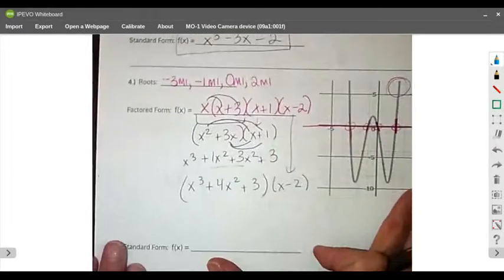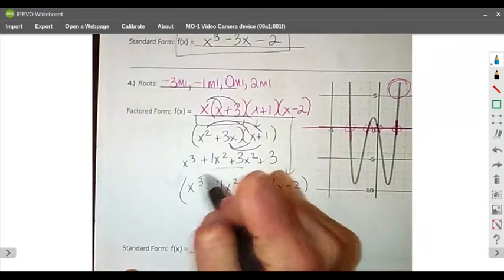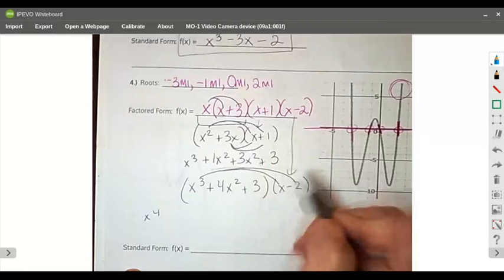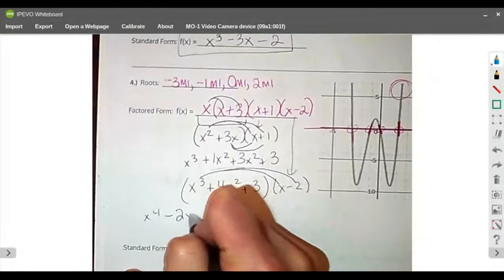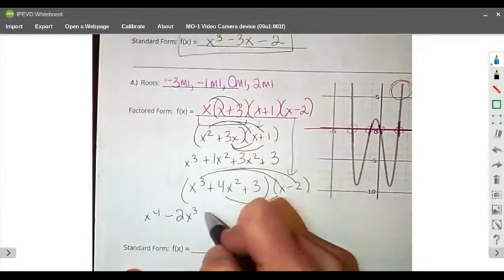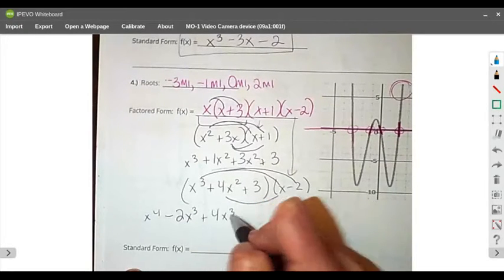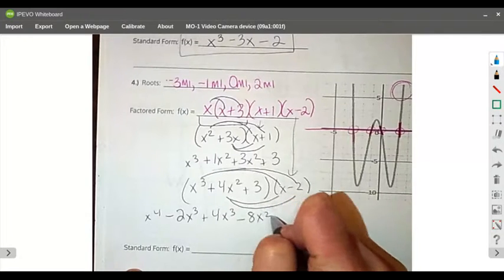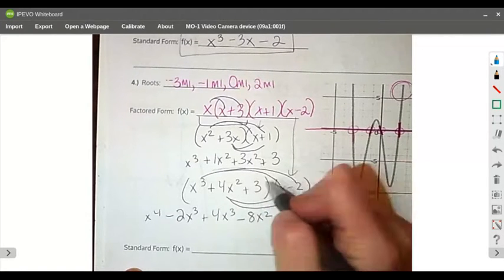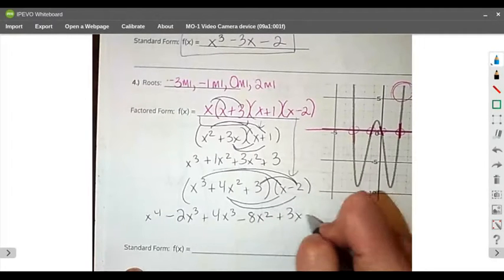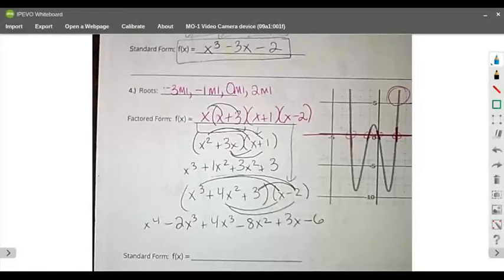Okay, so this is again a 3 by 2, so I'm going to multiply x to the third by x, which is x to the fourth. X to the third times negative 2 is negative 2x to the third. So now 4x squared times x is going to be 4x to the third. 4x squared times negative 2 is negative 8x squared. Now 3 times x is 3x. 3 times negative 2 is negative 6. So there's our 6 terms.